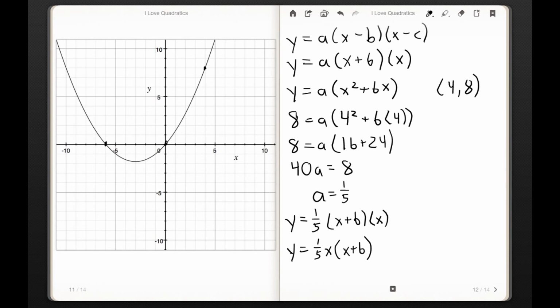But since we want the standard form, we're going to have to go one step further and just distribute. This 1/5 x times x would be 1/5 x squared. 1/5 x times 6 will be 6/5 x. So that is the standard form.